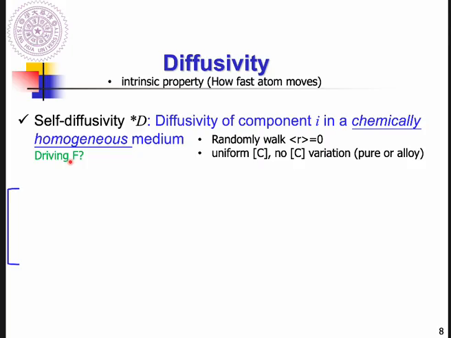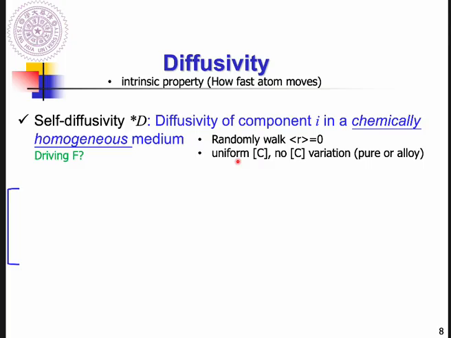And the driving force is actually just the thermal temperature, nothing special. So the atoms go like a random walk. The average displacement of the atoms equals 0. So there is no specific driving force acting on this material because we do not have any chemical potential gradient.